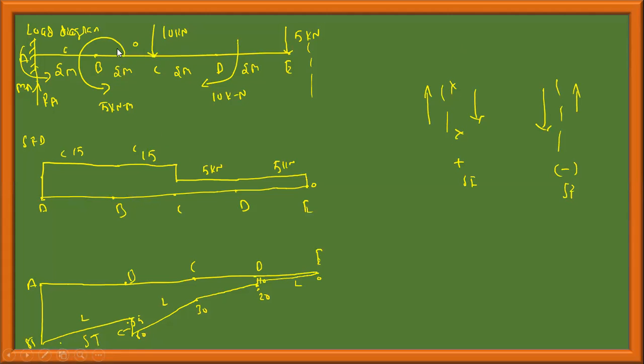If there is a moment, there will be a sudden jump in the bending moment diagram. If there is a point load, there will be a sudden jump in the shear force diagram, as you can see at point C. And at point B, there is a sudden jump in the bending moment diagram. At point C, there is a sudden jump in the shear force diagram. At point D also, there is a sudden jump in the shear force and bending moment diagram.